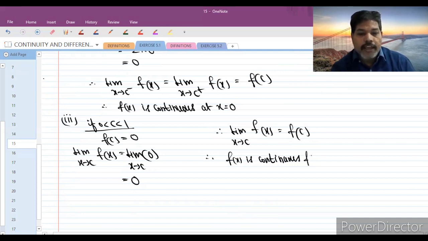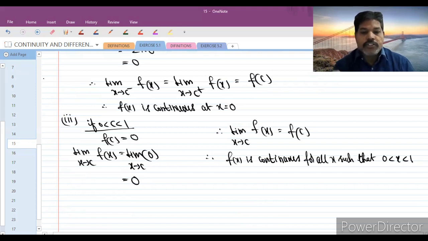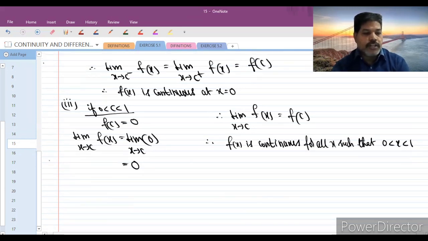f of x is continuous for all x such that 0 less than x less than 1. So that is the third case. What is the fourth case, students? See case number 4. What is case 4?